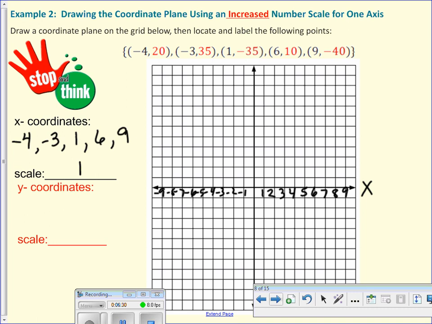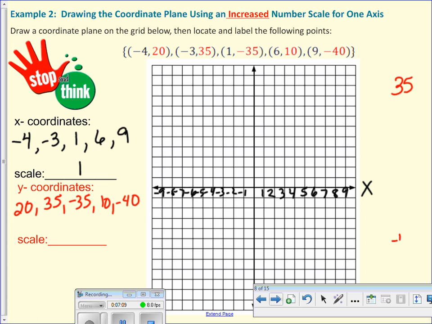Are all of my x coordinates labeled on my x-axis? All right, good. So now let's take a look at our y coordinates. My y coordinates are 20, 35, -35, 10, and -40. So what's my largest number for my y coordinates? 40. And what's my smallest? 35. Very good. Good catch. So 35 is my largest number. And what's my smallest number?